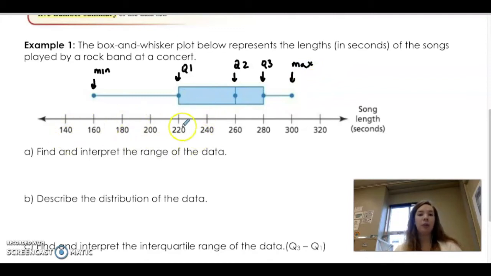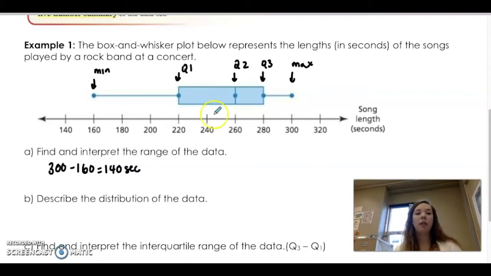So let's find and interpret the range. So range, remember, is maximum minus minimum. So in this case, we would have 300 minus 160, which gives us 140 seconds.